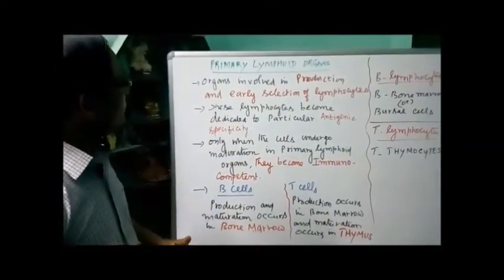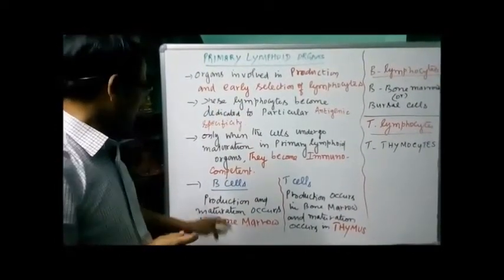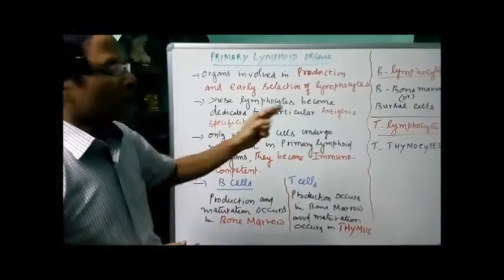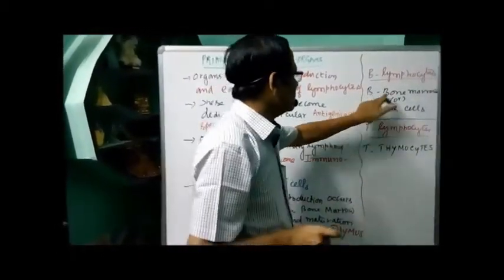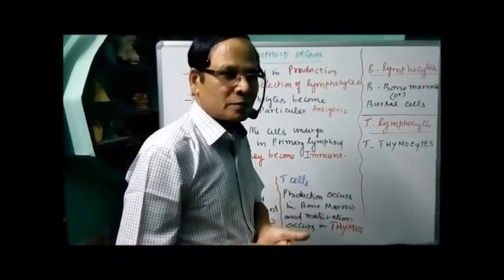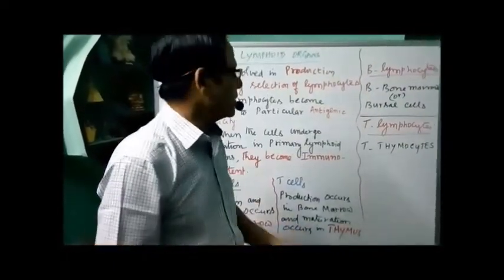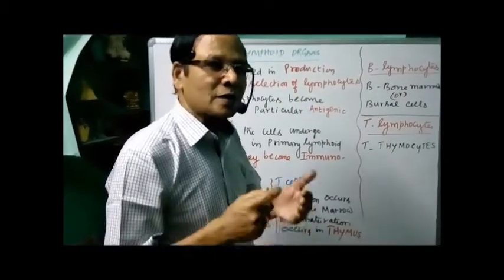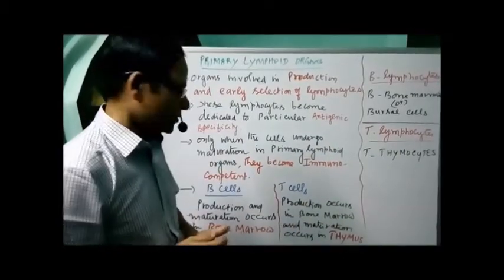Now, there are two different types of cells produced by the primary lymphoid organs: B cells and T cells. B cells refer to the B lymphocytes. B stands for bone marrow, where they are produced, or for the bursa of Fabricius in the case of birds, so they are called bursal cells. Similarly, the T lymphocytes undergo maturation in the thymus gland, hence they are called thymocytes. T refers to thymocytes.